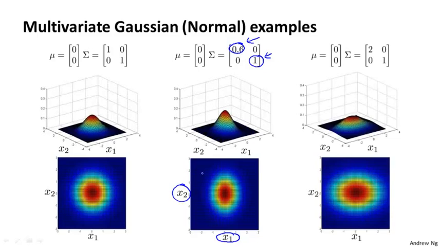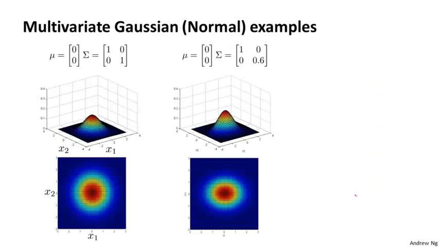Whereas if I set this matrix to 2, 1, then you can also model examples where x1 can take on a large range of values, whereas x2 takes on a relatively narrow range of values. That's reflected in this figure as well, where the distribution falls off more slowly as x1 moves away from 0, but it falls off very rapidly as x2 moves away from 0.